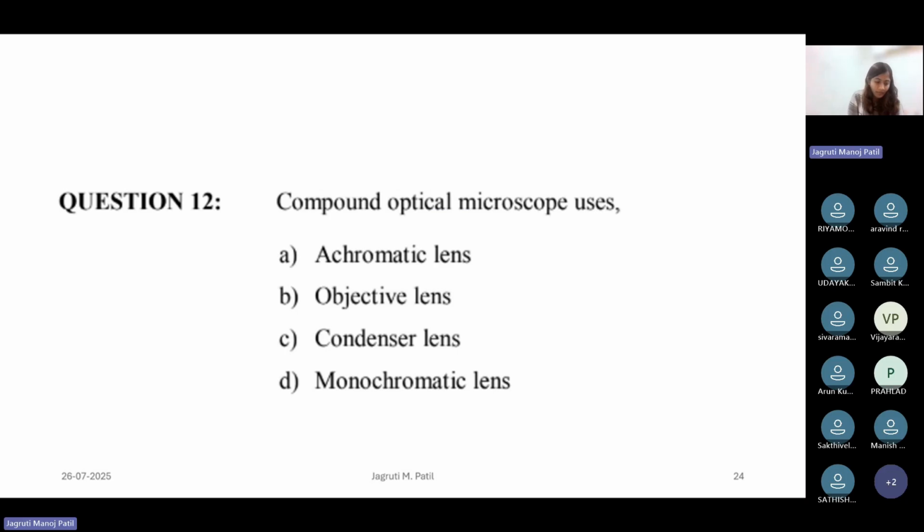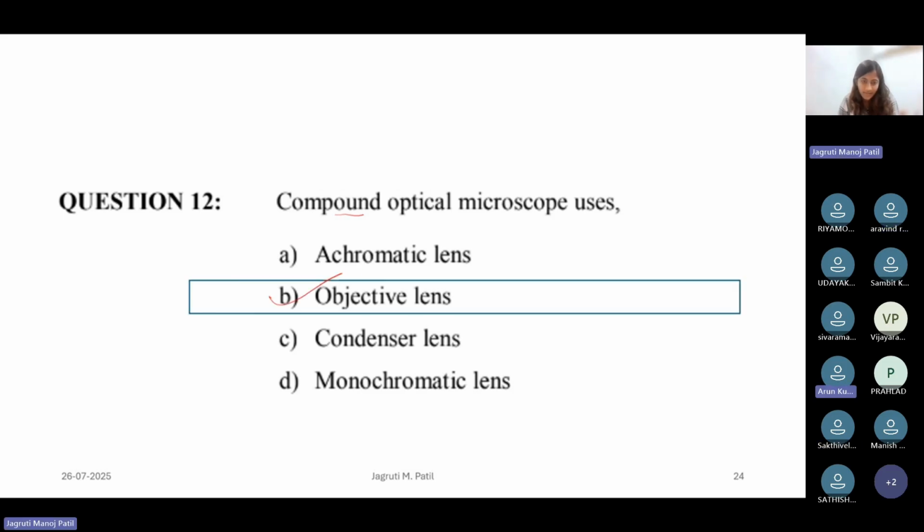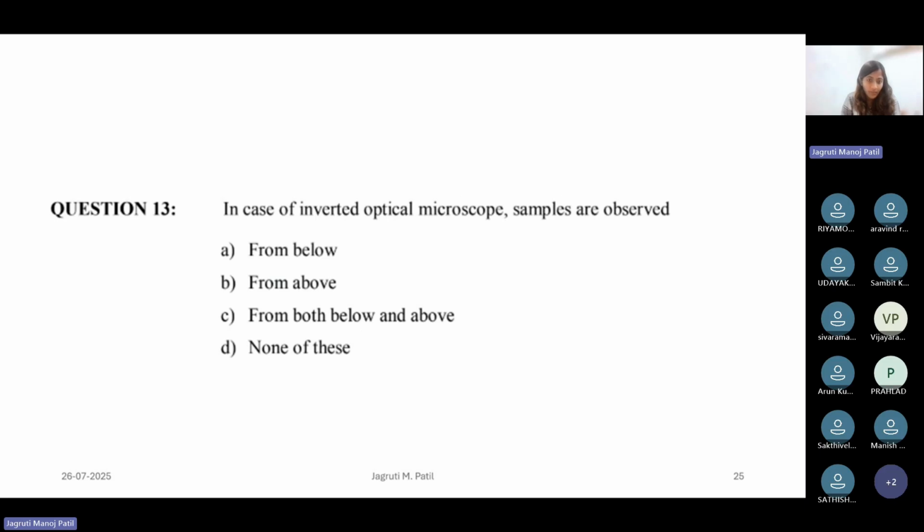Okay. What does an optical microscope use? Objective lens. Exactly, it uses an objective lens. Now, if you have an inverted microscope, the samples are observed from below. Yes, they are observed from below.